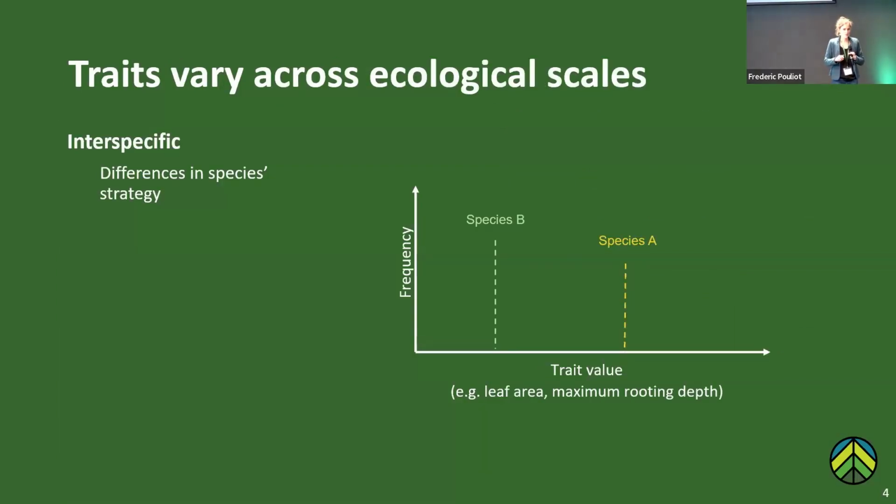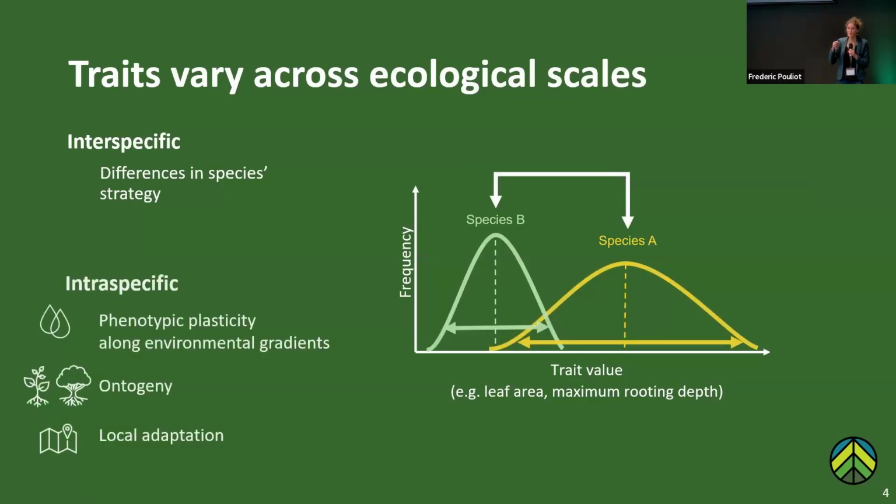Most of the time, species present different trait values. Like in this graph, you can see that there is species A, species B. They present different trait values because they have different strategies to grow, to reproduce, to survive. The problem is that within a species, we also have intra-specific variation. So rather than having one unique trait value per species, you will have this kind of distribution curve. The range, the width of the curve, represents the intra-specific variation.